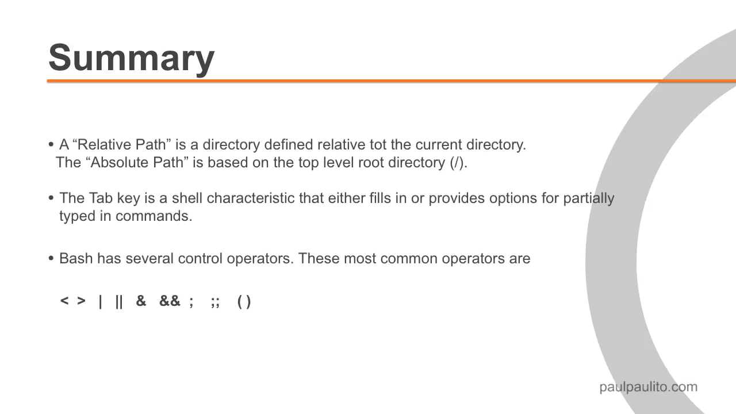A relative path is a directory defined relative to the current directory. The absolute path is based on the top-level root directory. The tab key is a shell characteristic that either fills in or provides options for partially typed-in commands. Bash has several control operators. The most common operators are the less than symbol, the greater than symbol, 1 bar character, 2 bar characters, the ampersand, 2 ampersands, the semicolon, 2 semicolons, a left parenthesis, and the right parenthesis.